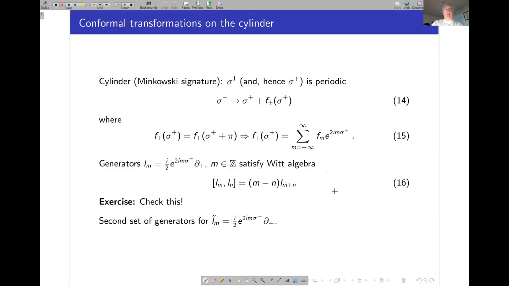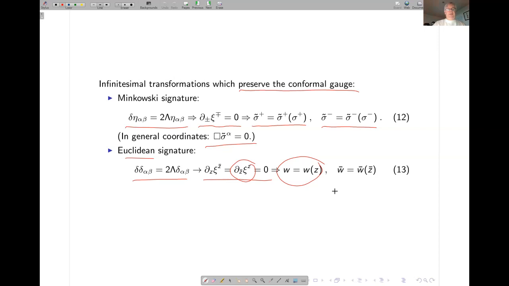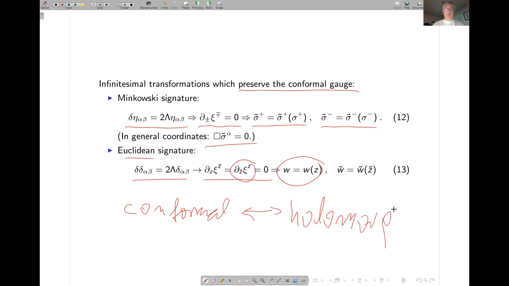Good. Now, here is a bit more about conformal transformations on the cylinder and how we can parametrize them. Before that, there's one thing that I forgot. What this shows is something important: if we are in Euclidean signature, we wanted a transformation which is conformal, and we found the conformal transformation is the same thing as the holomorphic transformation. So that is something that you might have heard about if you have done a course on functions of complex variables.